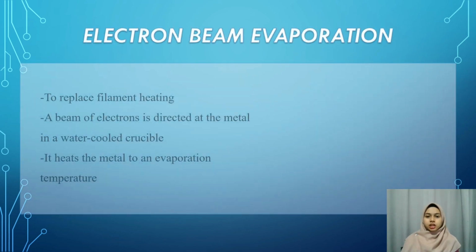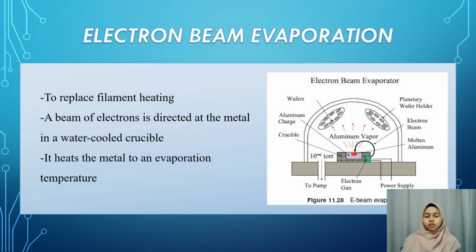Next method is electron beam evaporation. It replaces filament heating, which can cause contamination and poor step coverage. A beam of electrons, typically with energy of about 10 keV and currents up to several amperes, is directed at the metal in a water-cooled crucible in a vacuum chamber, and it heats the metal to an evaporation temperature.